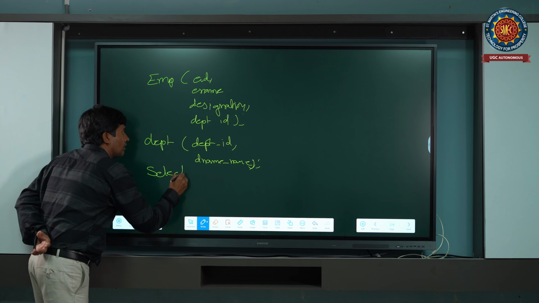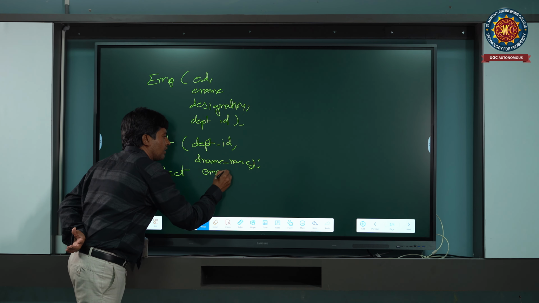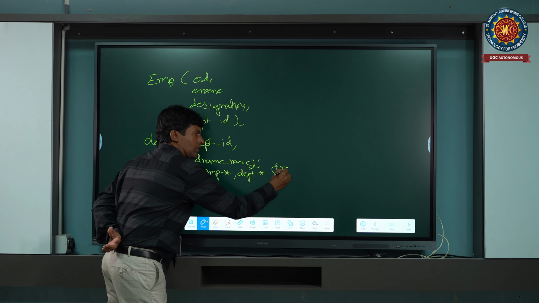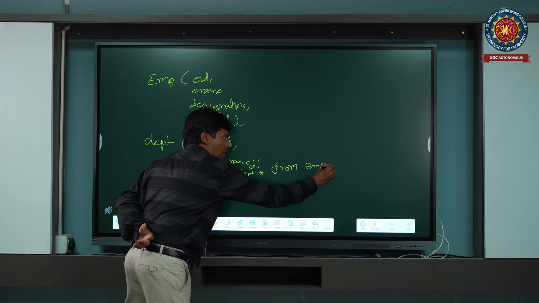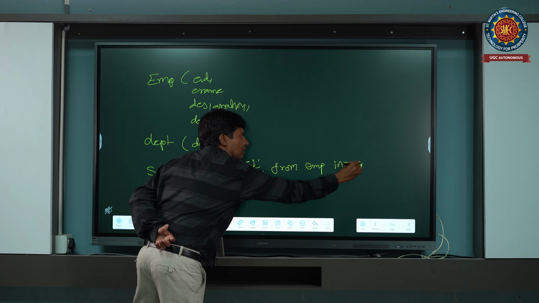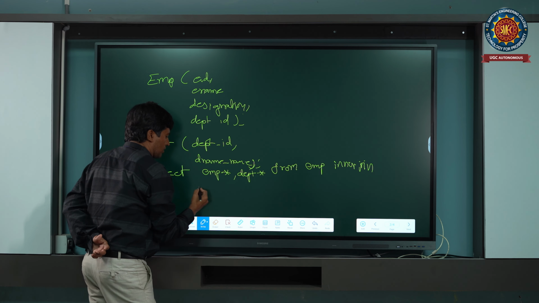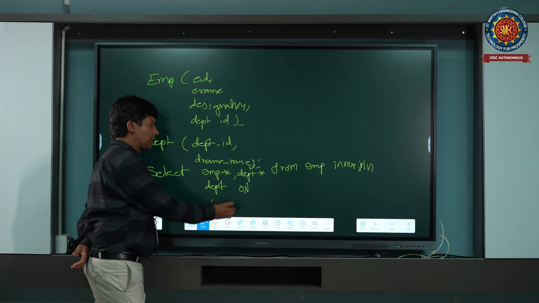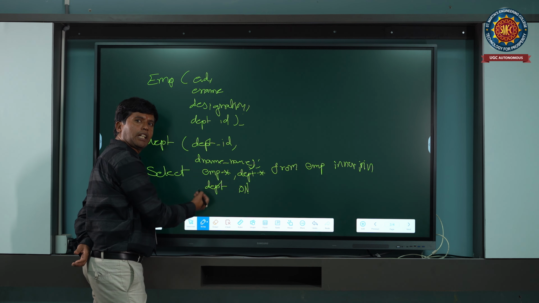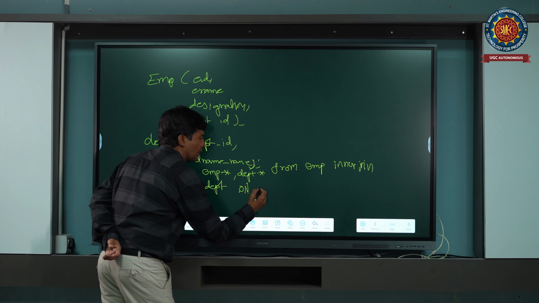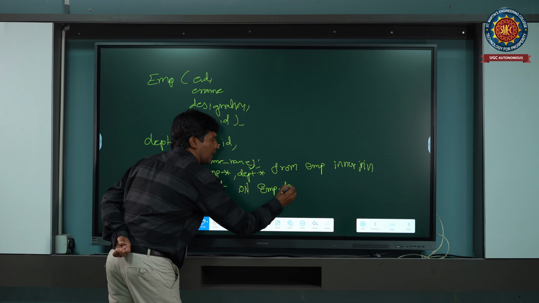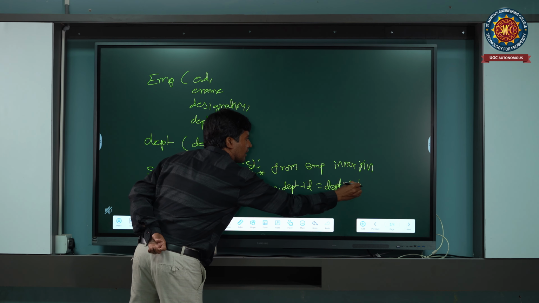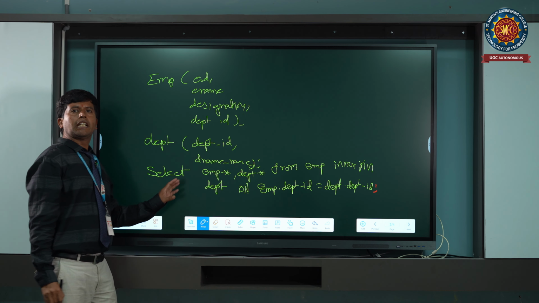I've given the syntax of how to write a query for inner join. Select emp.* and dept.* from employee inner join department, and we specify the condition with ON. We specify how to select the entire record from the two tables by merging two rows: employee.dept_id = department.dept_id. That's with respect to equijoin.